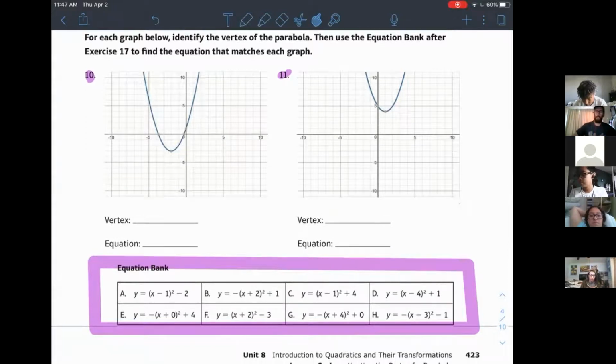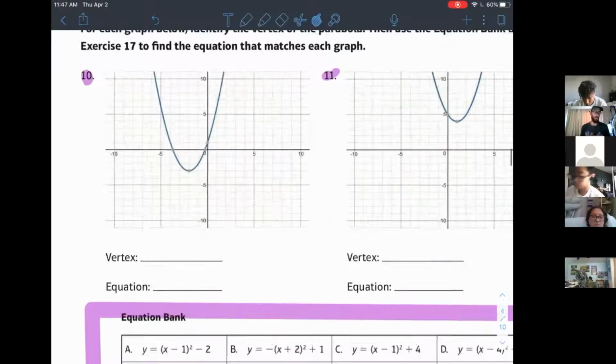I gave you an equation bank in your text. The equation bank is actually going to be on page 424, I believe, but I copied and pasted it here so that way we could see it in real time together through this screen mirror on our Zoom session. So numbers 10 and 11. Can anyone tell me where they think the vertex is on this beast right here for number 10?